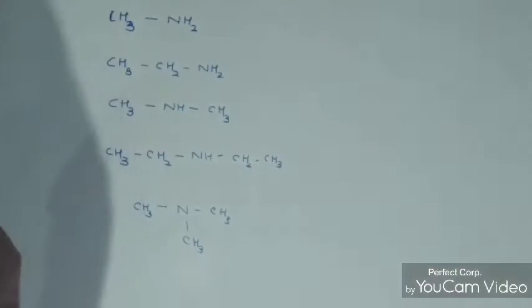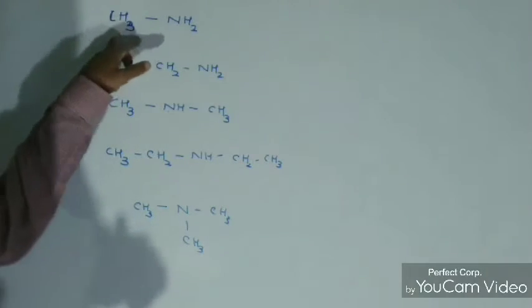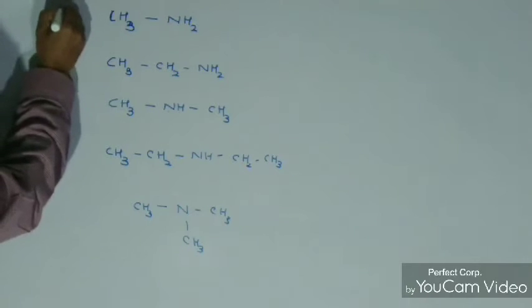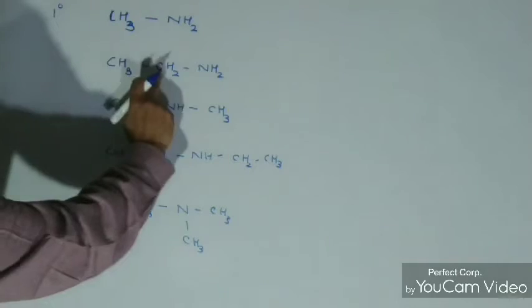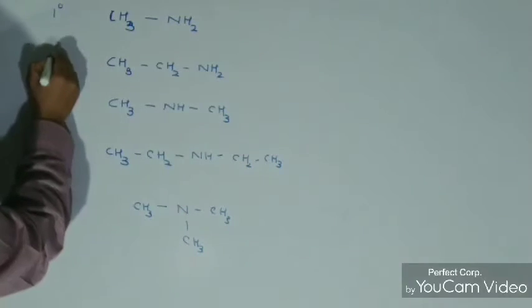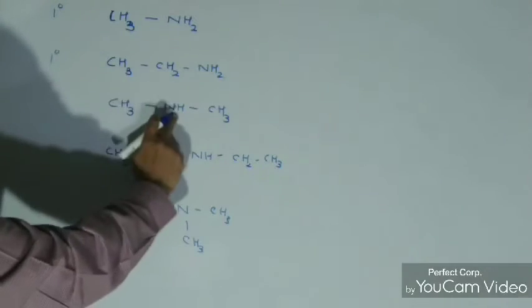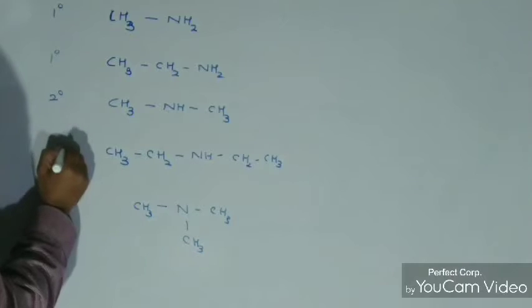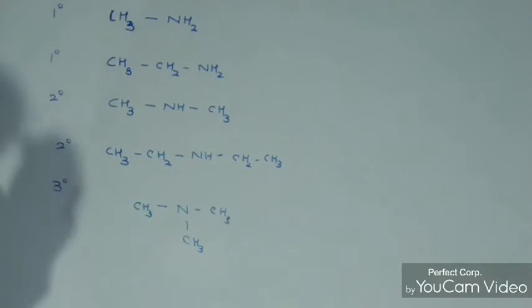Now we will first do the nomenclature of this. So this has carbon CH3 and one nitrogen only. So that's why this is known as primary amines. Only one carbon group is attached, so primary amine. Here 2 are attached to N, so secondary amine. In this also 2 are attached, secondary amine. In this 3 are attached, that is tertiary amines.